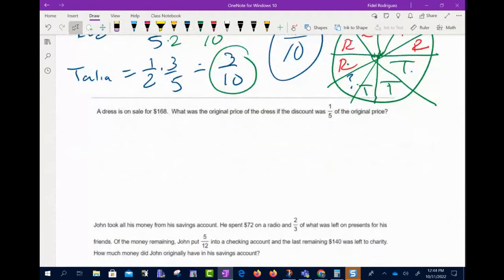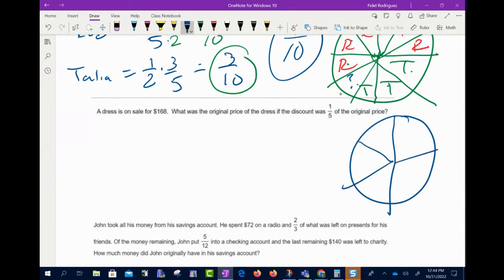Now, the next part says a dress is on sale for $168. Okay, what's the original price of the dress if the discount was 1/5 of the original price? Okay, so I want you to think about this, y'all. I'm going to take a circle here. Okay, I'm going to cut it up into 5 equal pieces. So 1, 2, 3, 4, 5. There we go. Okay, so it says a dress was on sale for $168. What's the original price if the discount was 1/5 of the original price?